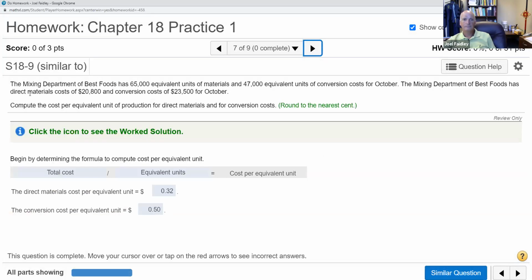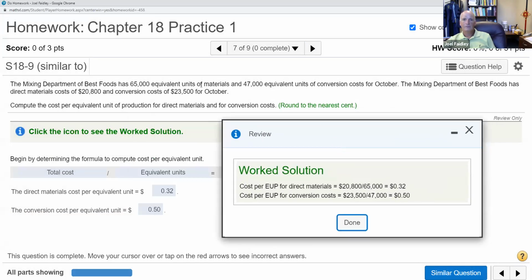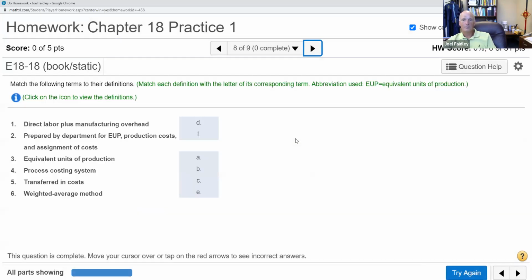Number 7. They want you to calculate the direct materials cost per equivalent unit. So they've got 65,000 equivalent units of materials. That's my denominator. My direct materials cost is 20,800. So 20,800 divided by 65,000 is 32 cents. And then my conversion costs are 23.5 divided by 47,000. They give you all these numbers. It's 50 cents. Number 8.